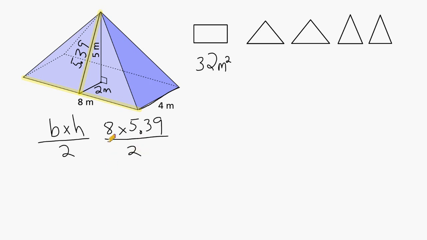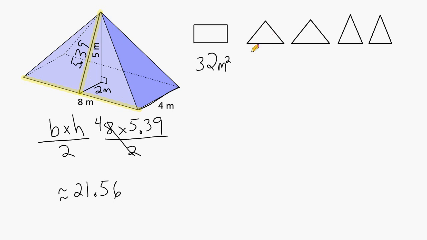All right, next I'm going to take this 8 here and divide it by 2 first. And of course, 8 divided by 2 is 4. So now we have to multiply 4 by 5.39. And 4 times 5.39 is 21.56. Now remember, this value right here was an approximation, so the area of this triangular face right here is approximately equal to 21.56.